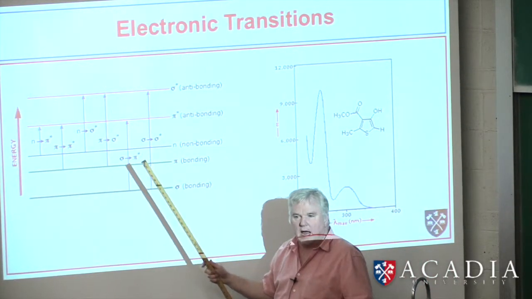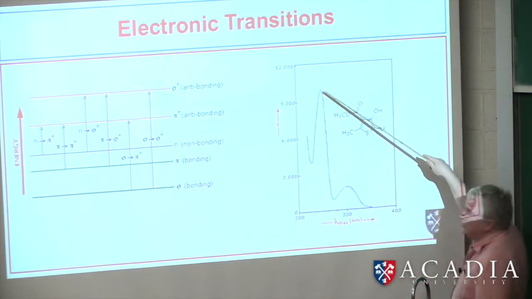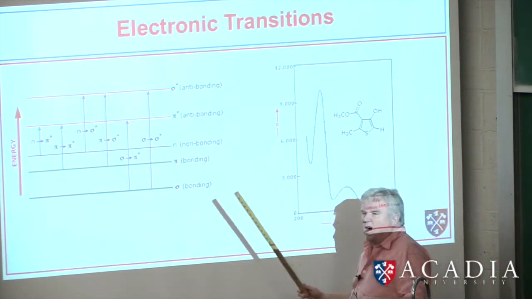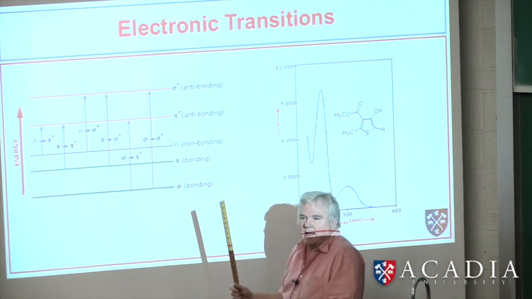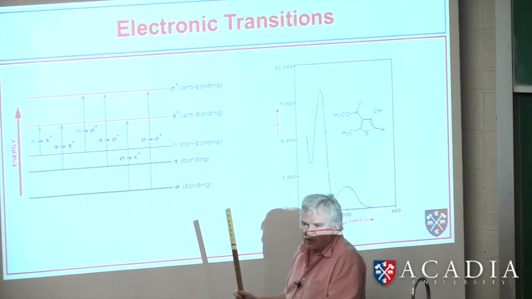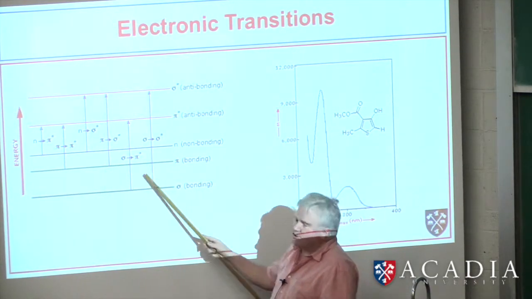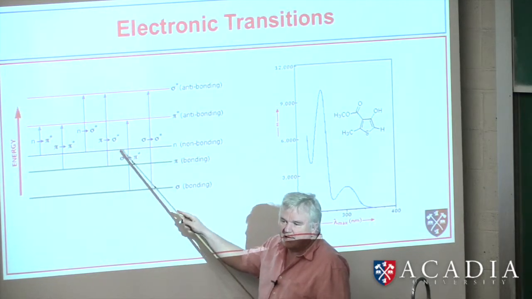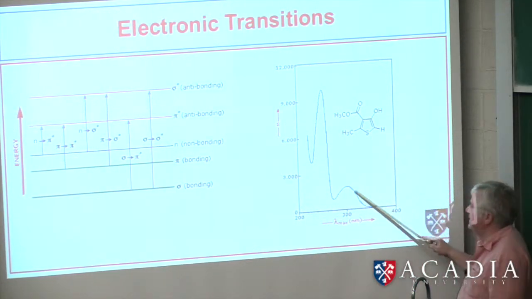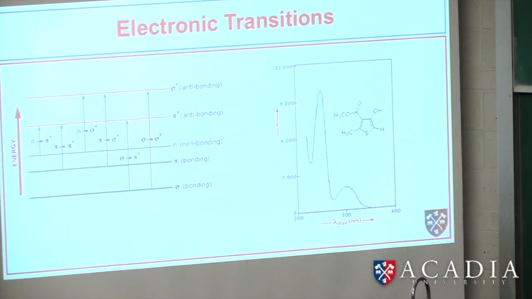Some of them are allowed. If they're allowed, they'll be very strong absorptions. Some of them are not allowed, and it's kind of like when you were kids. There's things you weren't allowed to do, but you did them anyway. So there's transitions that aren't allowed to happen, but they happen anyway, and they tend to be lower absorbing.